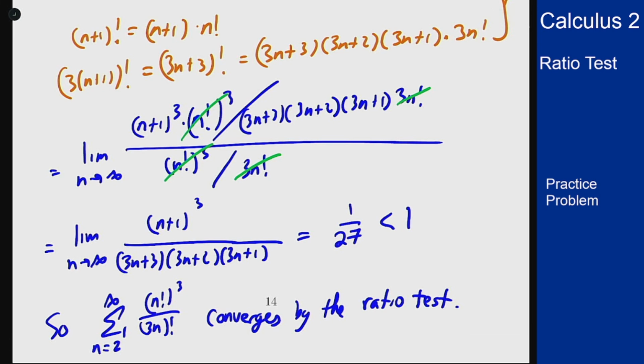It converges absolutely because all terms are positive, but the important thing is that it converges by the ratio test. That's how you would set up and solve this example of a series, analyzing its convergence by the ratio test.